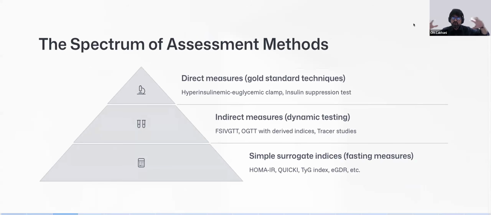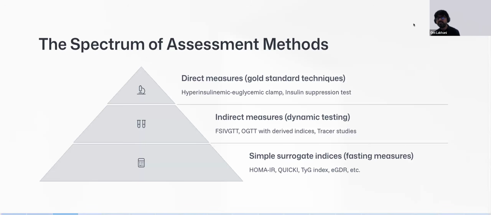And remember, most of this is mainly for research rather than for clinical practice. For clinical practice, clinical signs of insulin resistance are far more important than these lab tests, right? So please understand this. Now, the first is direct measurement of insulin resistance, the gold standard. The gold standards are the hyperinsulinemic euglycemic clamp, which we'll discuss in the next lecture, and the insulin suppression test. These are two gold standards for direct measurement of insulin resistance. Then you have indirect measurements.